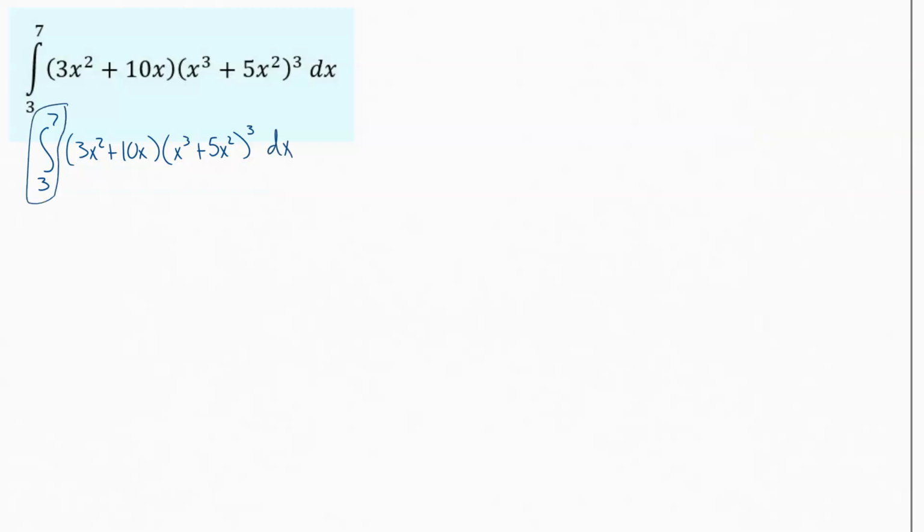So that information up in front, that's just saying take the antiderivative between these two values, and then the dx at the end here is telling us the variable we care about. So what we're looking to take the antiderivative of is this stuff in the middle.